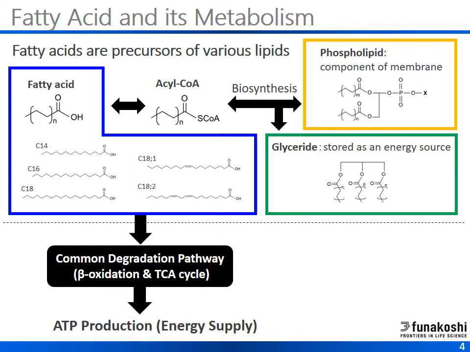Phospholipids are main structural components of the cell membrane. Glycerides are stored as an energy source in fat tissues. On the other hand, fatty acids are carried into the mitochondria and broken down by beta-oxidation and the TCA cycle to produce ATP for energy use. Please note that beta-oxidation is a metabolic process involving multiple steps by which fatty acid molecules are broken down to produce energy.